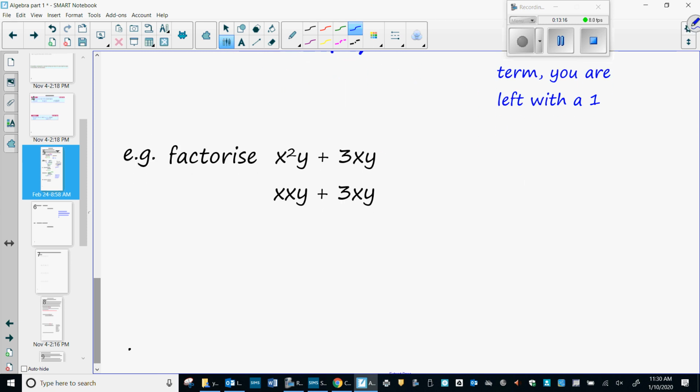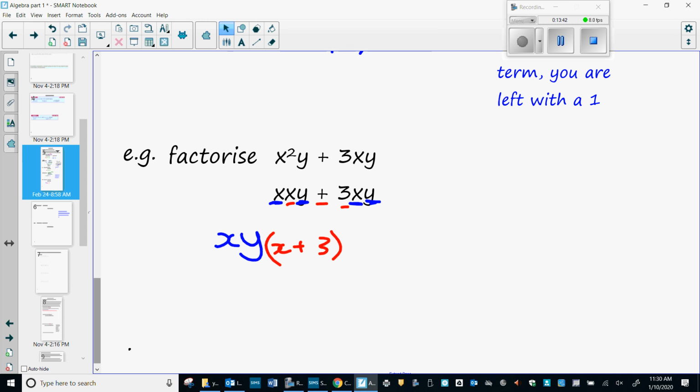Right, x squared y plus 3xy. So obviously x squared y means xxy, and then 3xy. What's common? Well, I can underline one of my x's here and one here, and 1y, 1y. So just x and y go at the front, and then I'm left with an x, a plus, and a 3. Could you write a 3 plus x? Yes. But to be honest, I would normally stick to the order that they've given you the terms. So I would stick to x plus 3.